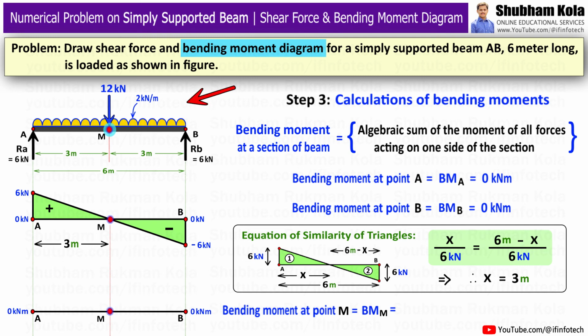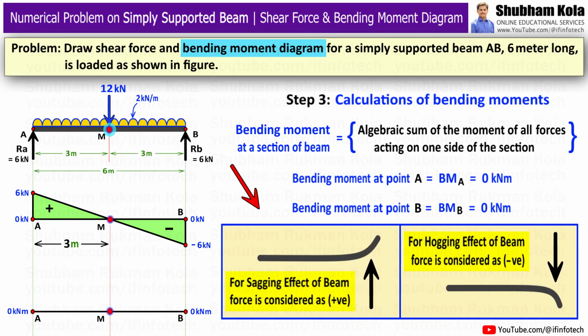Here, in case of a simply supported beam, while you are doing the calculations for bending moment at a particular point, you should always add the moment of all the forces present either from the left end of the beam or from the right end of the beam up to that particular point at which we are calculating the bending moment. And for bending moment calculations, our sign convention is that for the sagging effect of the beam, the force is considered positive, and for the hogging effect of the beam, the force is considered negative.